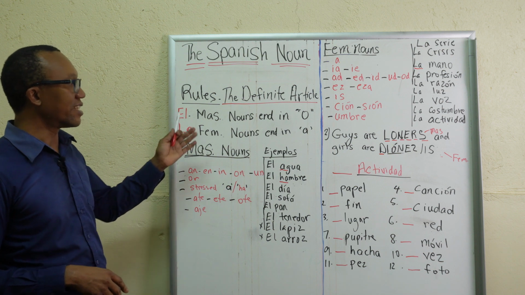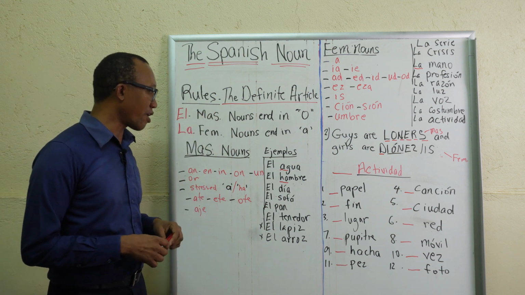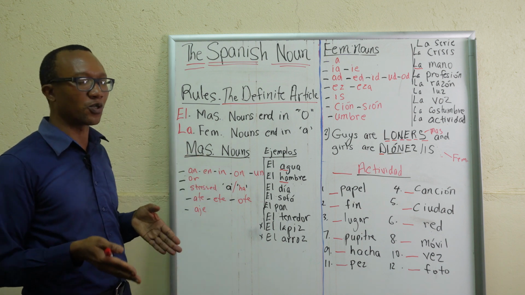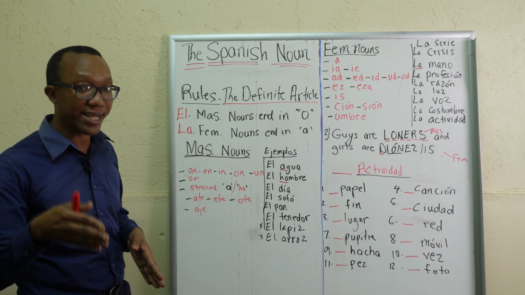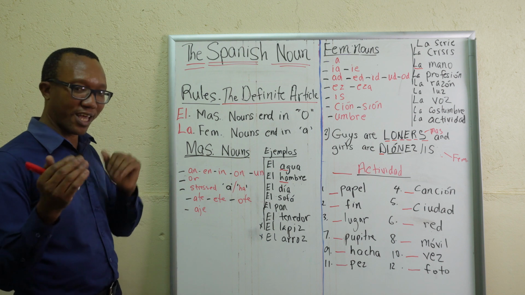As we look at the Spanish noun and the definite article, we are going to now consider some rules and tips that can help you to know to use the correct article, whether it be el or la. So let's get right into it.